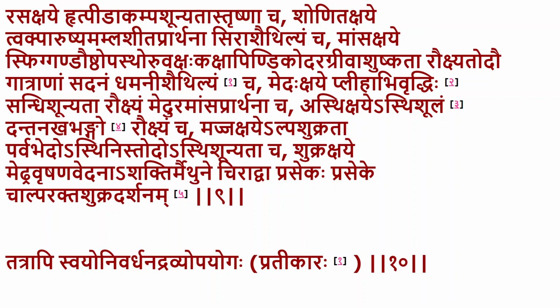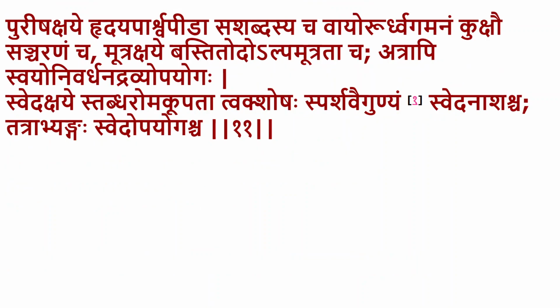Shukrakshaye, if there is an abnormality of the semen and semen production, Metra Brushana Vedana Ashakti Maithune, Chiradva Prasekaha, Prasekeja Alpa Rakta Shukra Darshanam, pain in the genital area and impotency, it could be abnormalities of the ejaculation. There could be either delayed ejaculation, or during the ejaculation there could be even blood stained semen as such. Again, the basic concept is Swayam Vyopayoga Pratikaraha. The treatment would be by using those substances which can have the similar qualities as that of the specific dhatu.